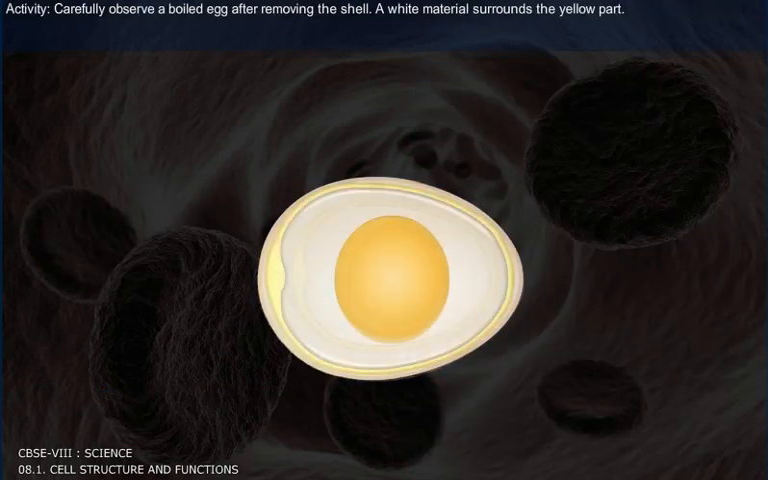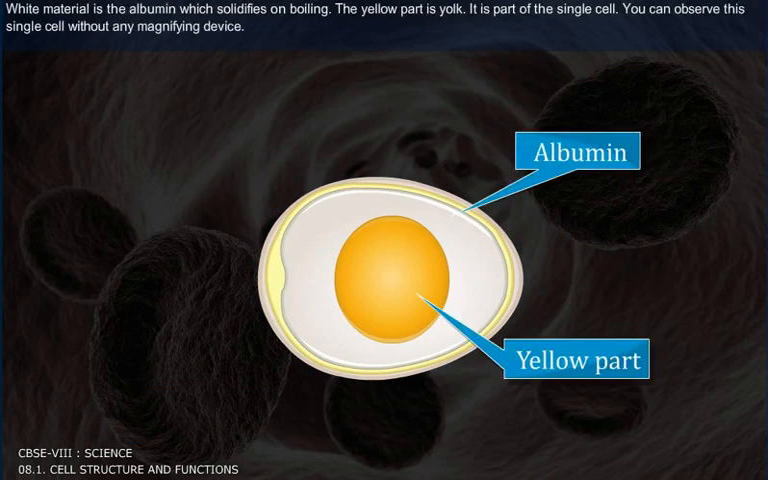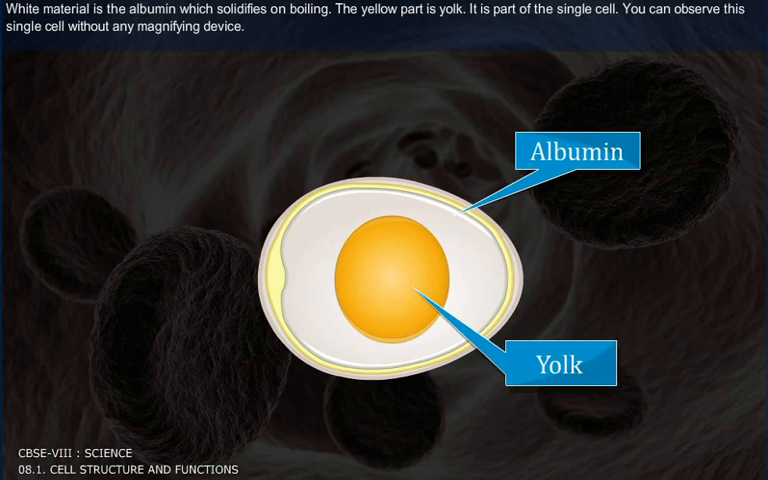Activity. Carefully observe a boiled egg after removing the shell. A white material surrounds the yellow part. White material is albumin, which solidifies on boiling. The yellow part is the yolk. It is part of the single cell. You can observe this single cell without any magnifying device.